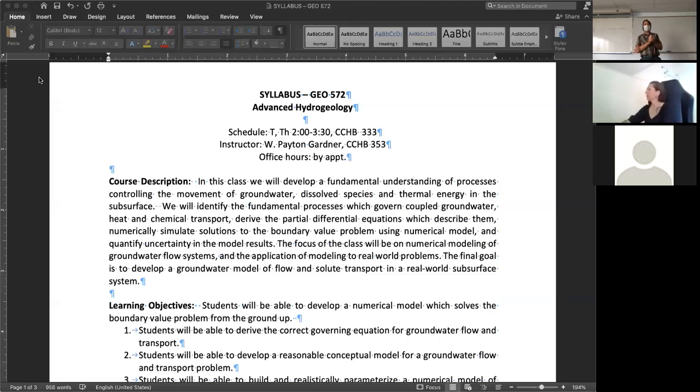So for this class, what I was thinking is, between the online recorded lecture and the reading, you'll get your background, and in class we'll spend our time working essentially on our homework assignments and getting simulations running.